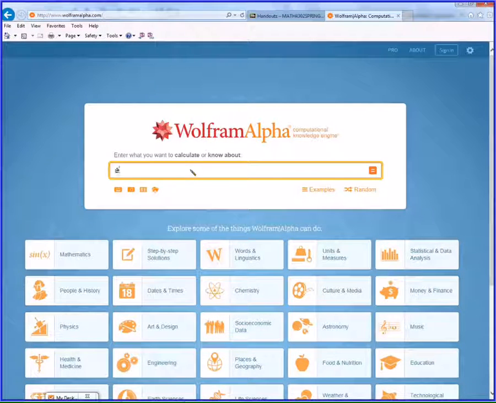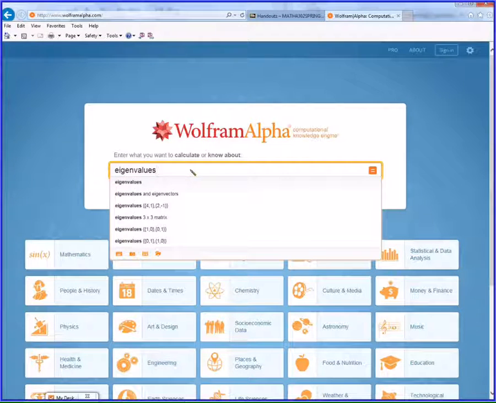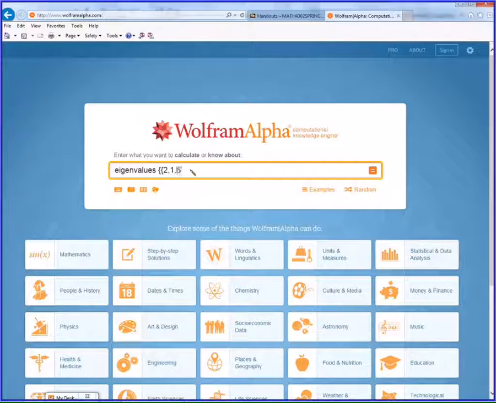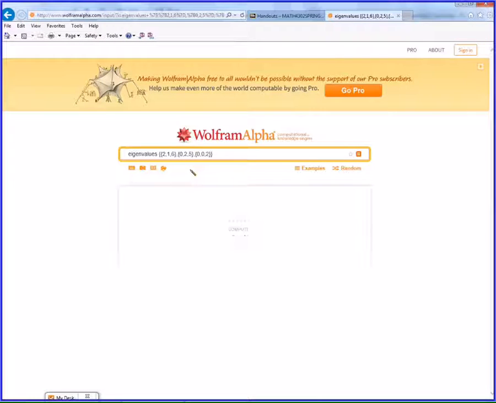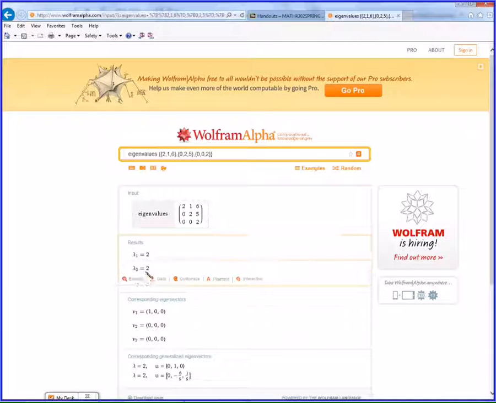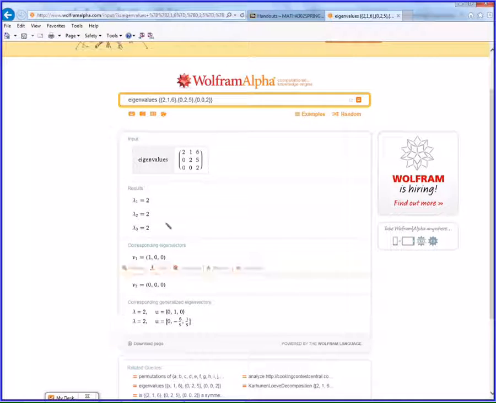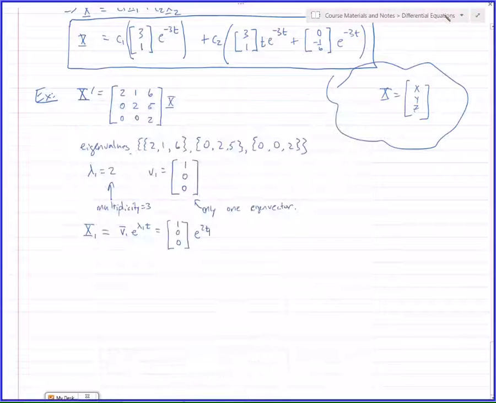I think you've seen it before, but if I do eigenvalues 2, 1, 6, comma, 0, comma 2, comma 5, comma 0, comma 0, comma 2, your V1 is 1, 0, 0, but when V2 and V3 are 0, 0, 0, that means they're not eigenvectors. They'll be non-zero. Okay? All right, so then there's your x1.